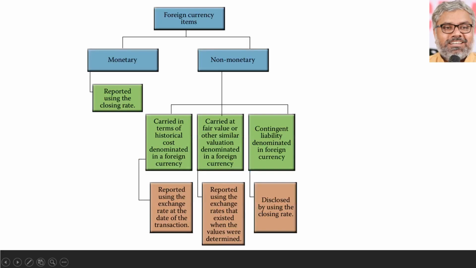But after the initial recognition, at the end of each balance sheet period, monetary items have to be reported at the closing rate and non-monetary items have to be reported at the same rate which was prevailing on the date of transaction on which these non-monetary assets or liabilities have been acquired or incurred. Of course, if there is any revaluation of non-monetary items, then the rate prevailing on the date of such revaluation has to be considered. For contingent liabilities, closing rate only will be considered.